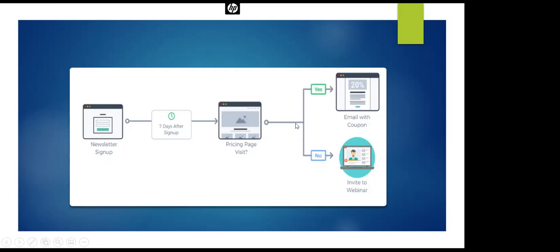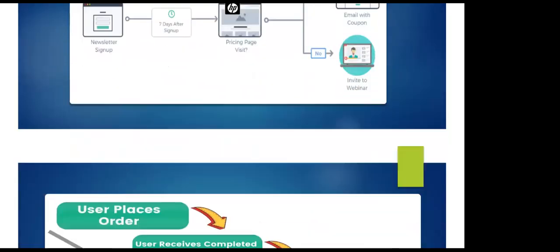If I haven't visited your website yet and I haven't purchased anything, then there should be an automated invite to a webinar, where you can call the customers and take personal meetings with them so that you can drive sales and increase your brand awareness with that particular customer. So this was a simple example. Let's try to see another automation example.